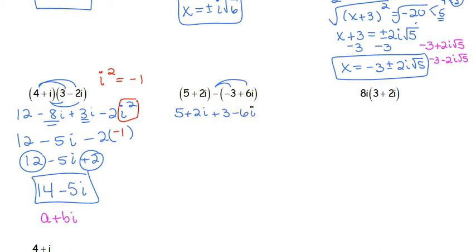And then it's simply combining like terms. So 5 plus 3 gives us 8. 2i minus 6i is a negative 4i.